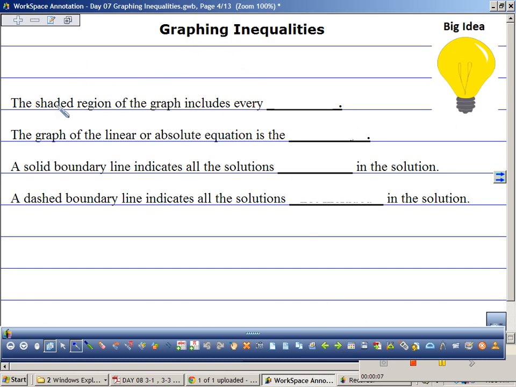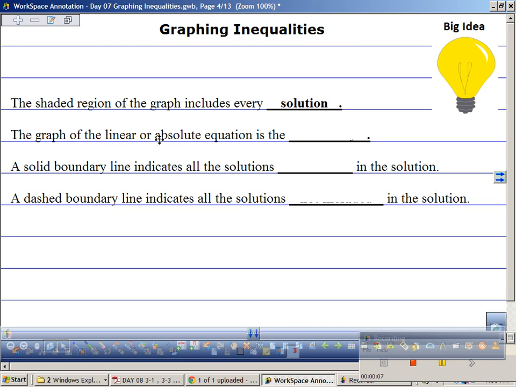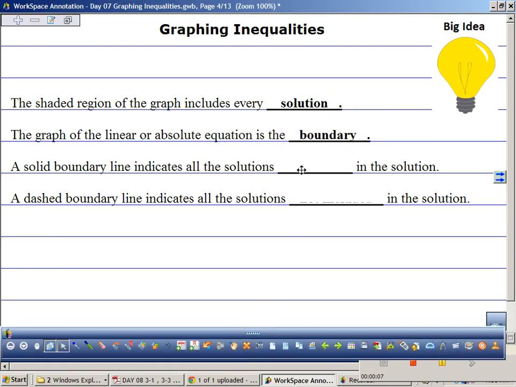All right. Graphing inequalities. The shaded region of the graph includes every good solution. The line, whether it's below or above the line, that's the solution. But the actual line is our boundary.